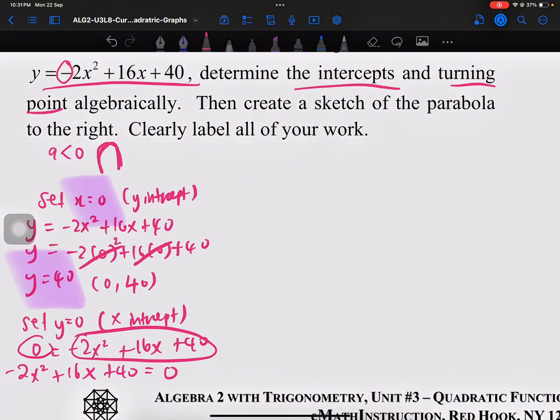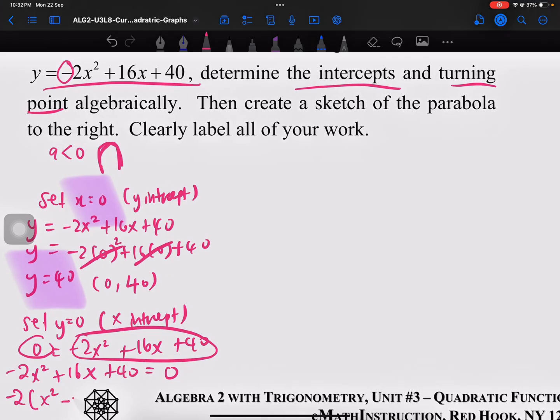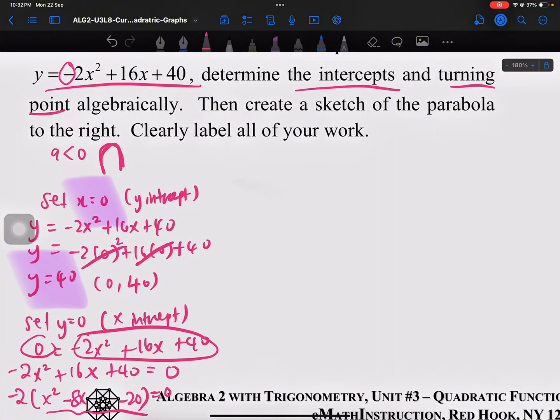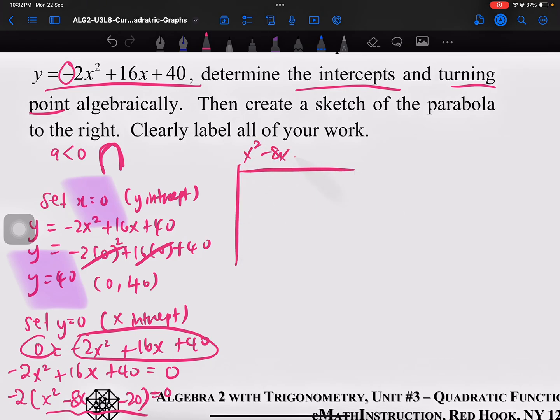Okay? So until here, you can see that you can factor out 2. Take out -2, you will have x squared, sorry, here is plus, right? So x squared minus 8x minus 20 equals 0. So you need to find the factors of x squared minus 8x minus 20.